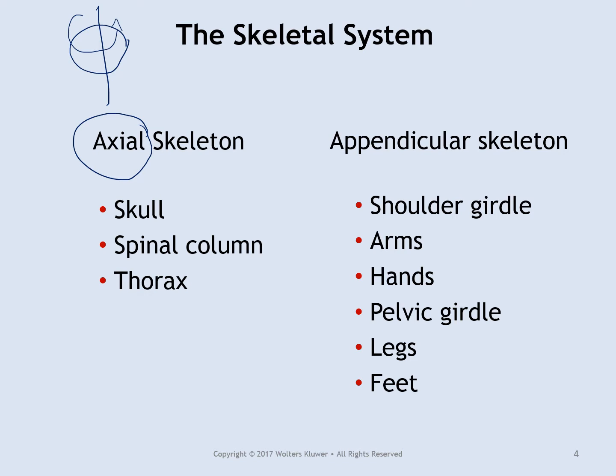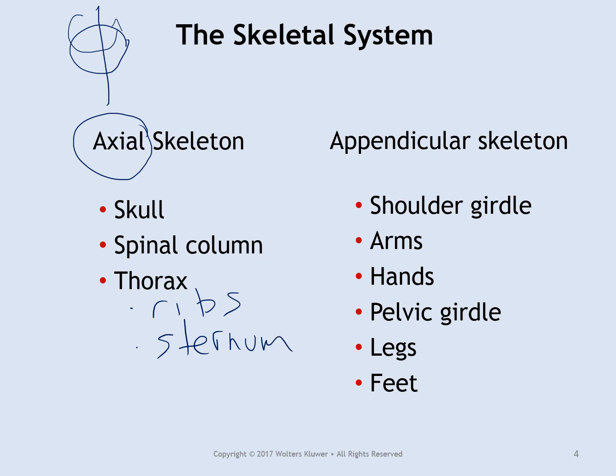Or think about the axle on your car, the metal rod that your two wheels are stuck to on either side of it. That's kind of the same idea behind calling your spine your axial skeleton. This is your skull, your spinal column, and your thorax, and this includes your ribs and your sternum, or your breastbone.